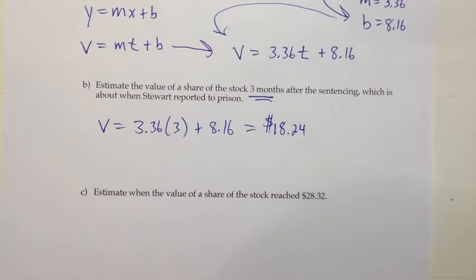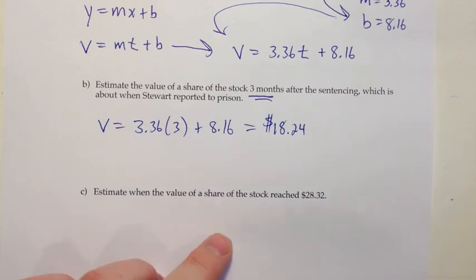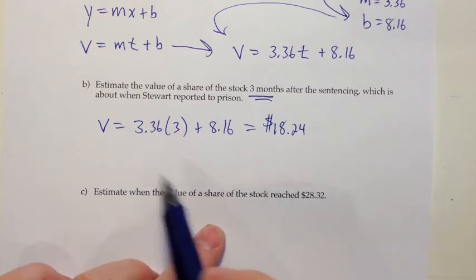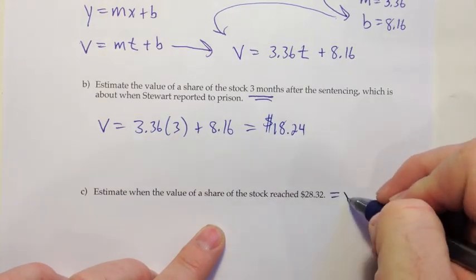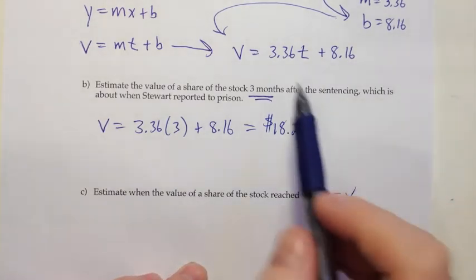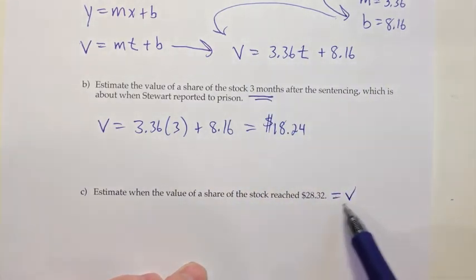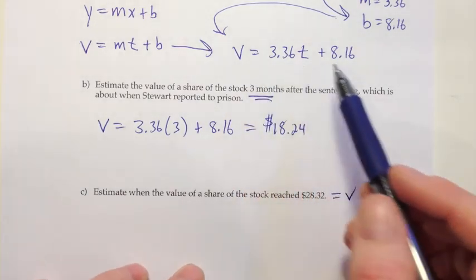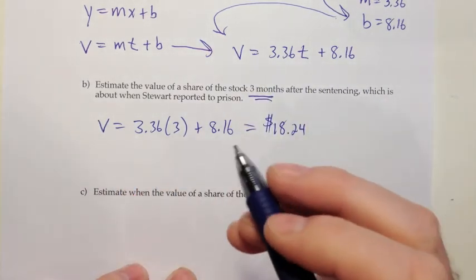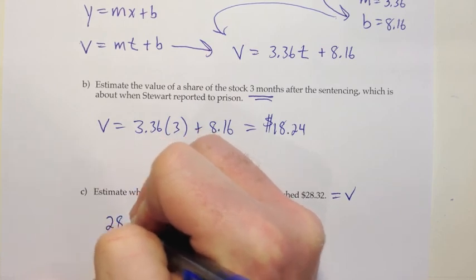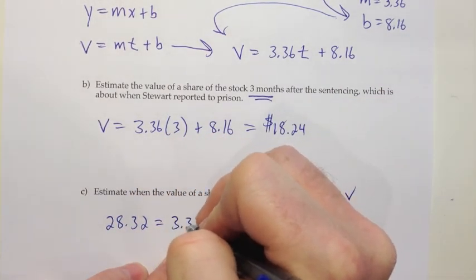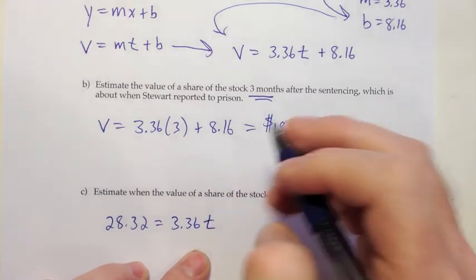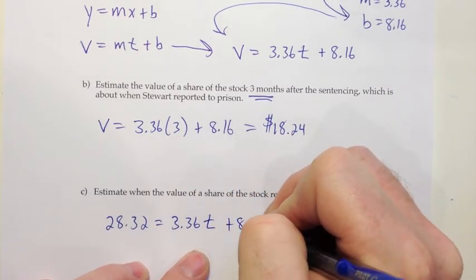And then estimate when the value of a share of the stock reached $28.32. Notice values are the dollar amounts, so this is a V right here that they're giving us. So I'm going to want to use the equation again, but this is going to get plugged in for V, and then I'll be solving for T. So instead of V, I'm going to write 28.32, and then I'm just going to copy the rest of the equation, 3.36 times T plus 8.16.